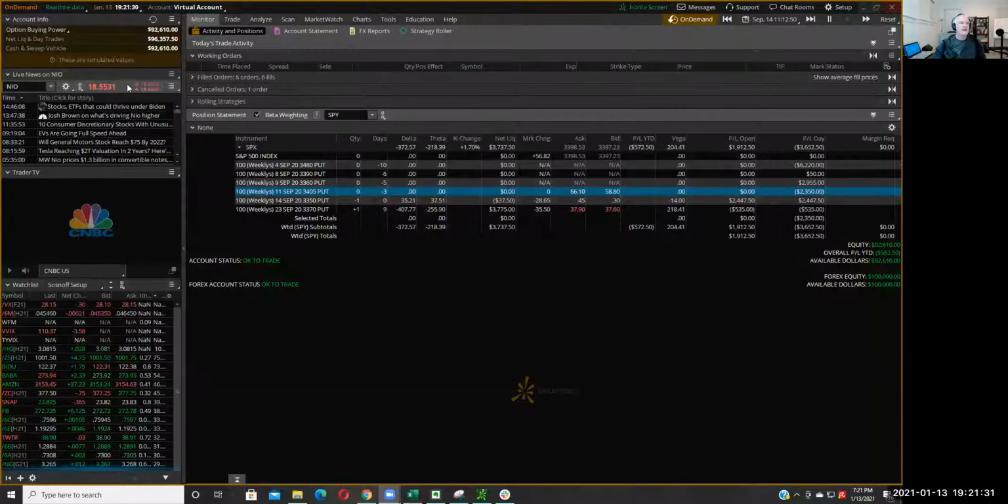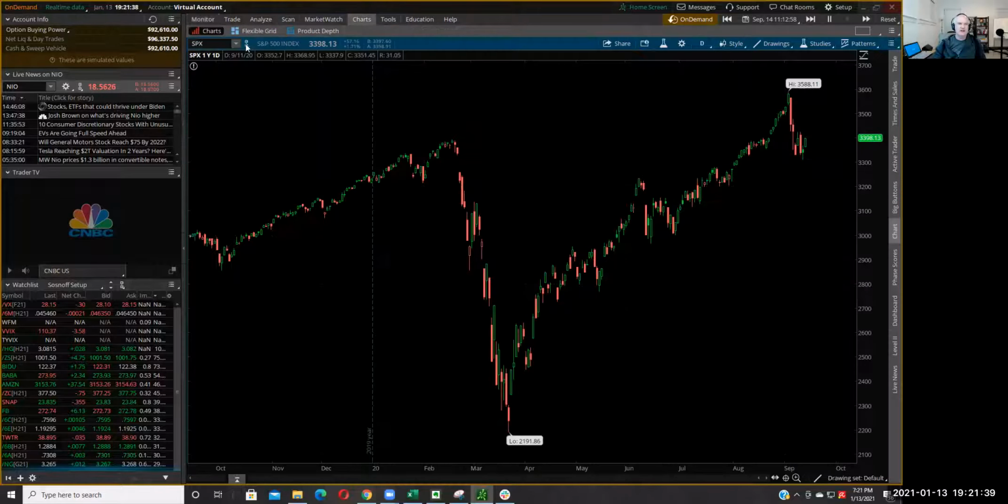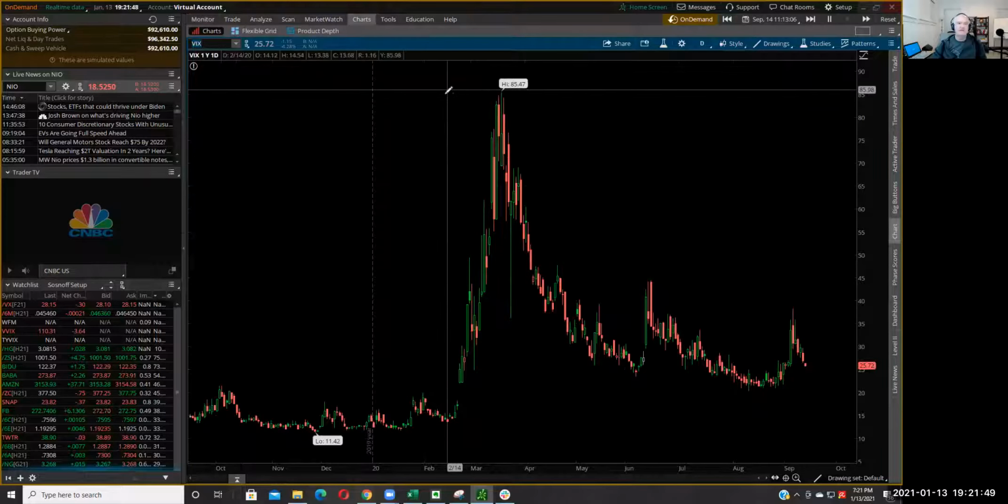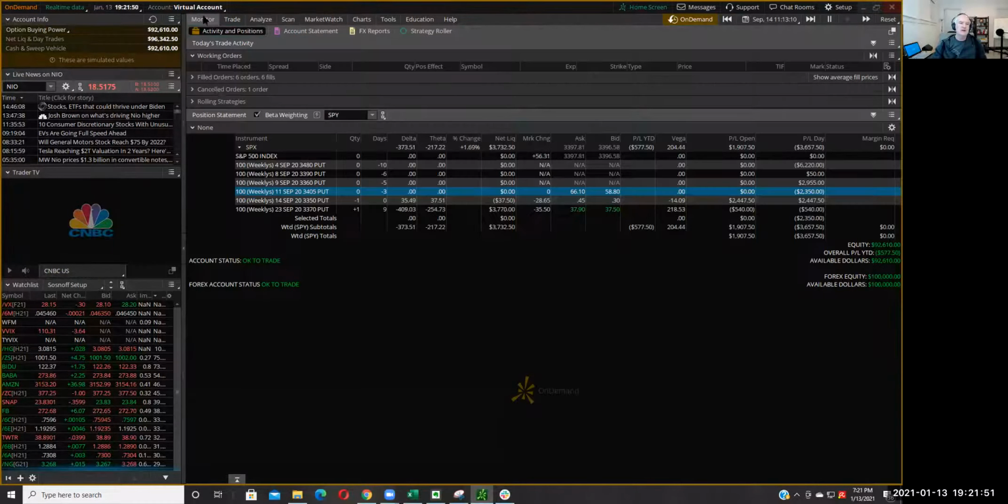All right, net liquidation value is now at 96,347. We started off with 100,000. So I'm going to take this and let's kind of take a look. SPX is now trading at 33.98. And VIX is trading at 25.72. So it's kind of taking a dip. When it dips like that, your premium comes in on that short leg.